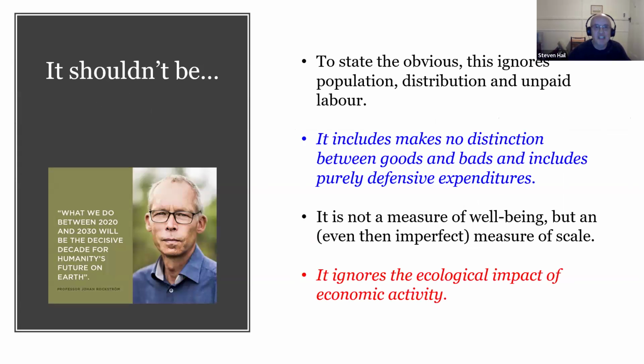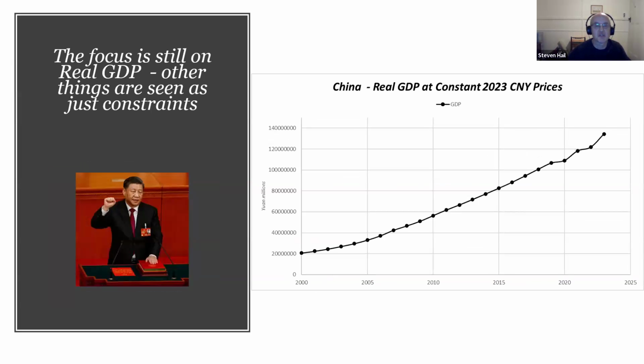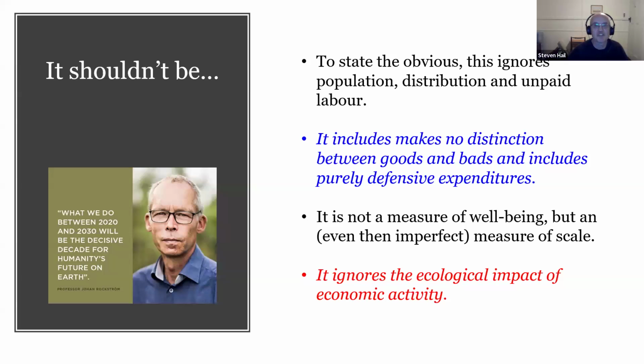But we shouldn't be judging, especially not in already rich countries, in Australia, in the US, in Germany, if I put Germany's chart up, we shouldn't be judging the success or otherwise of economic policies in the years to come based purely on the scale of our economic activity, real GDP. To state the obvious, this ignores population. Now, I know some people like to talk a lot about sustainable population.